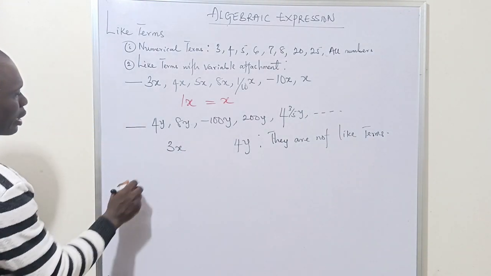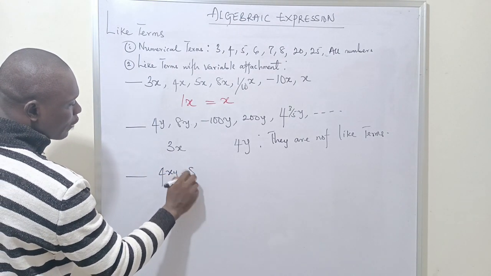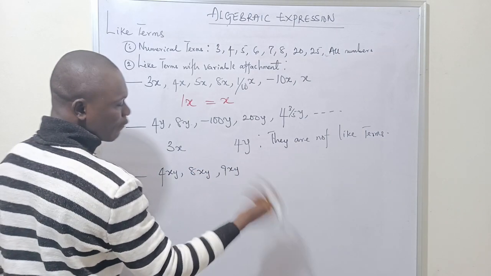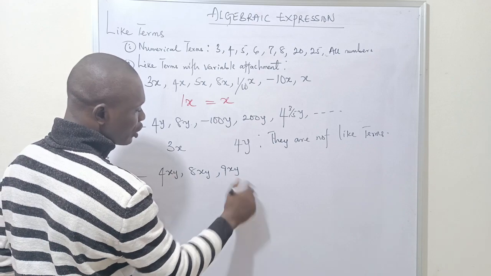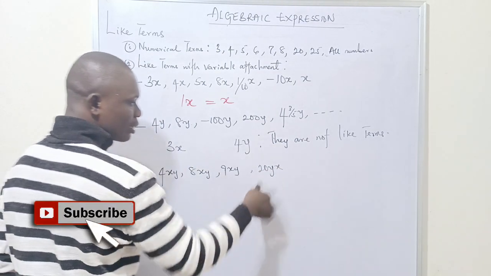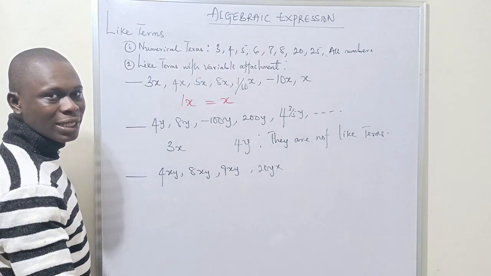Look at this. In a case we could also have 4xy. I could have 4xy, 8xy, 9xy. In fact, sometimes the variables could be interchanged. I could have something like 20yx. Now this here is also the same thing as this, because all of these are like terms.